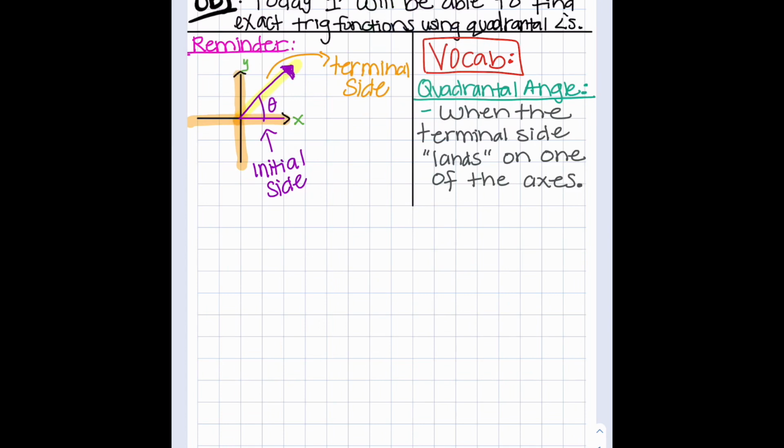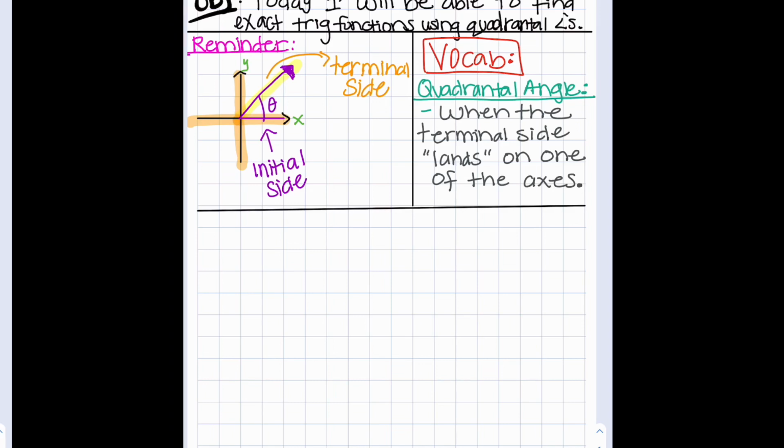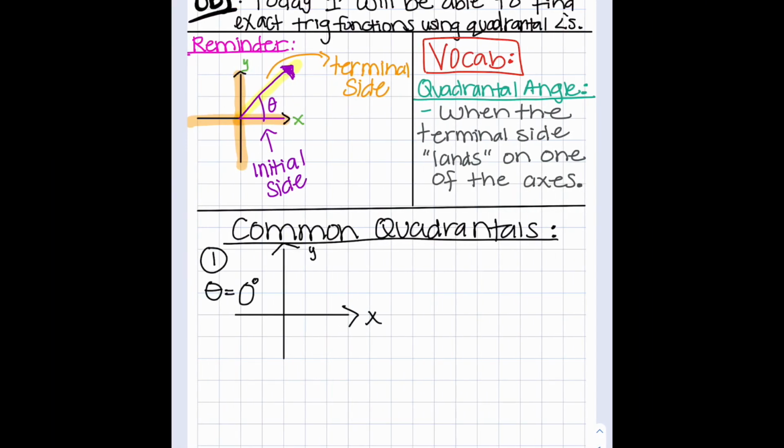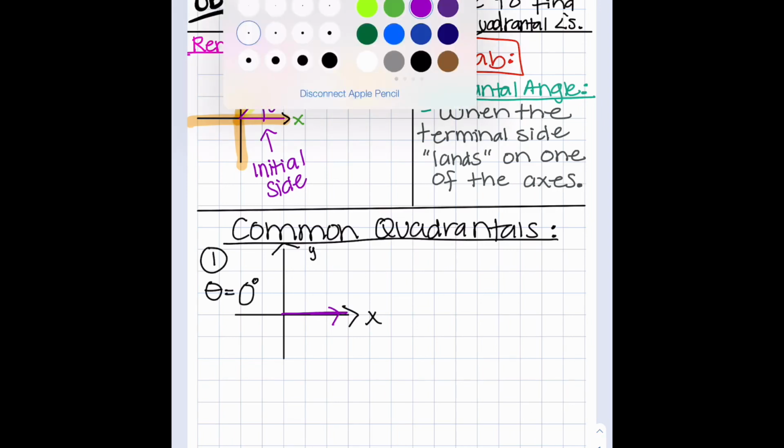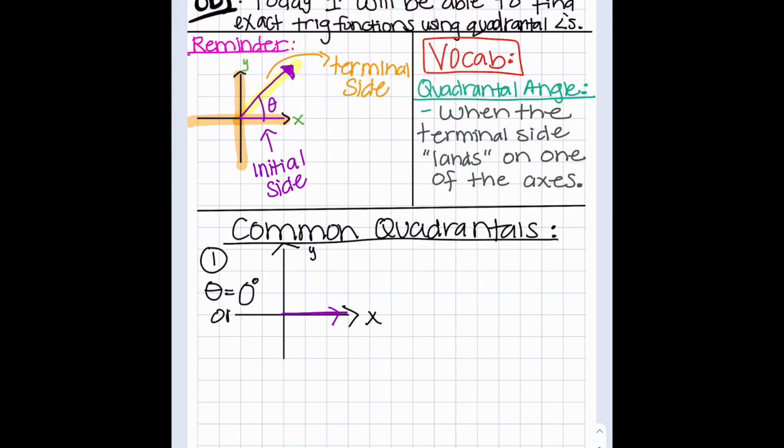Now, there are some common quadrantal angles, and I will list those here. One of the common ones is when theta is equal to 0 degrees. So I have my initial side here, and my terminal side also lands here on this axis. So it never actually created an angle measurement because it's 0 degrees. So it's either 0 degrees or 0 radians. I'm just going to refer to radians as rad.